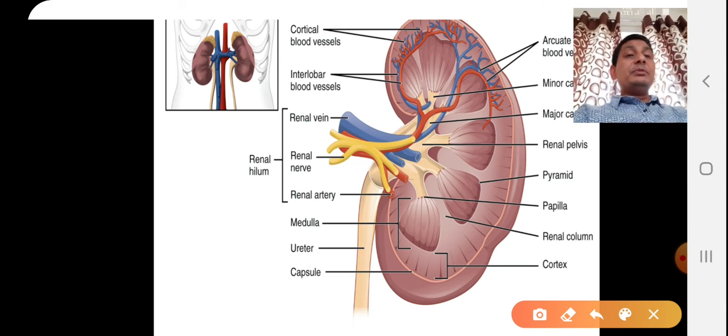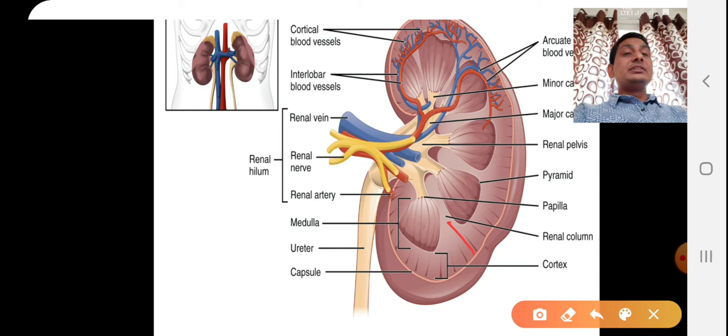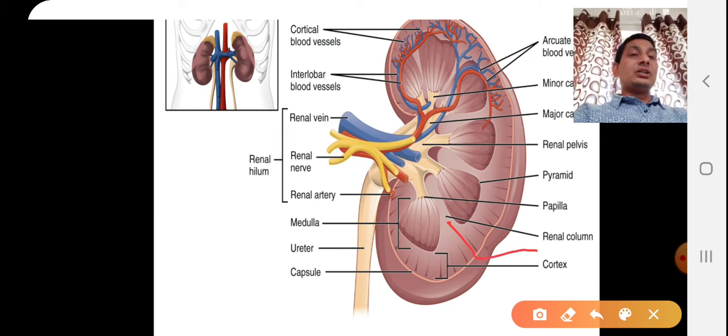In between two pyramids there is a renal column, or renal sinus.